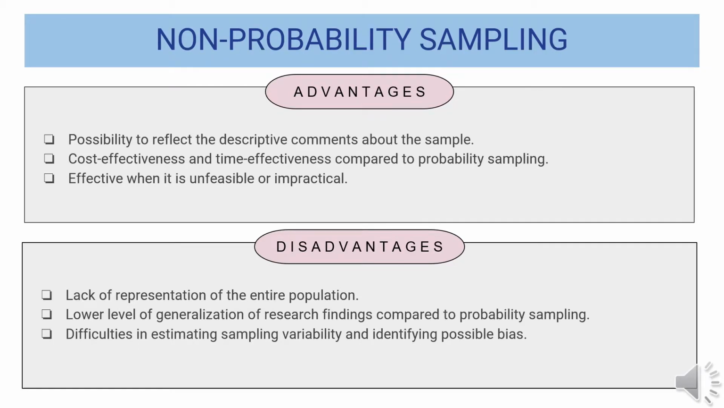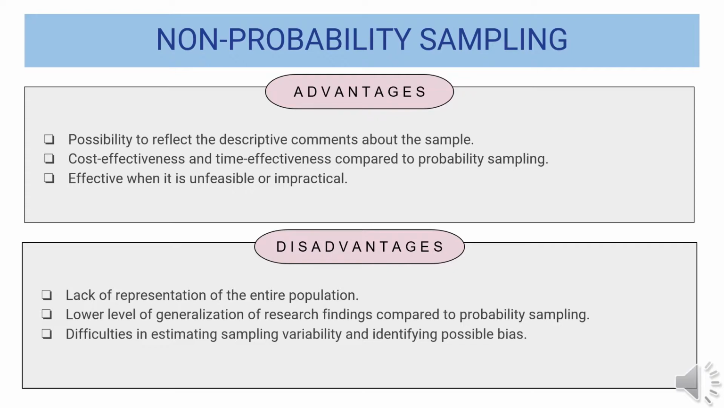Next is non-probability sampling. The first one is the advantages of non-probability sampling. Firstly, the possibility to reflect the description about the sample. The second one is cost effectiveness and time effectiveness compared to probability sampling, which means it does not take a long time and it does not take a lot of money to do this non-probability sampling. And the last one is it is effective when it is unfeasible or impractical.